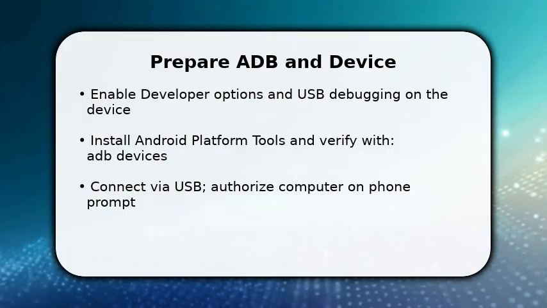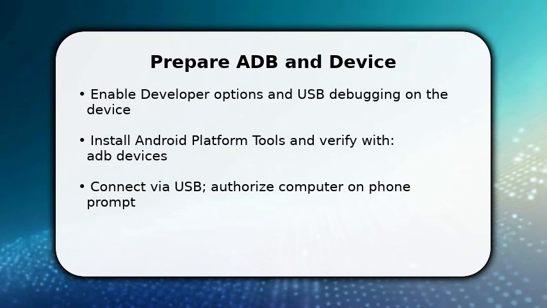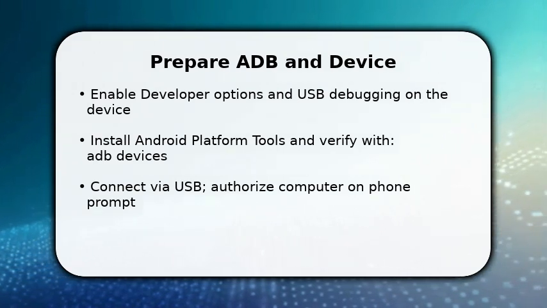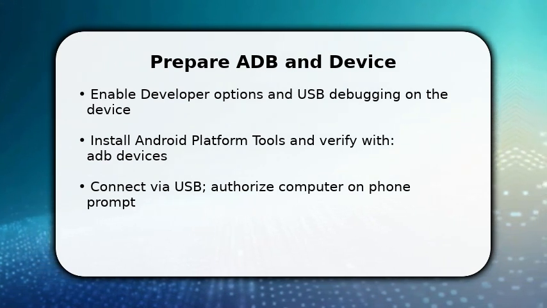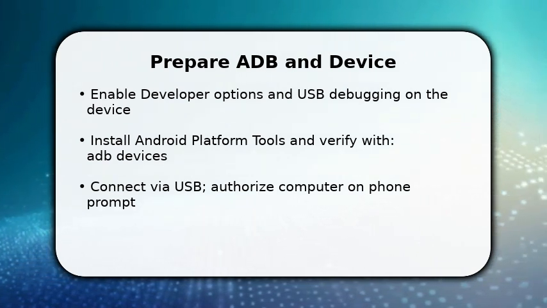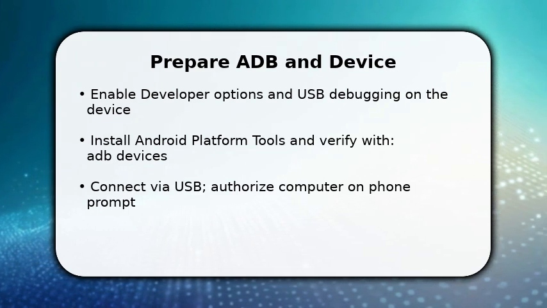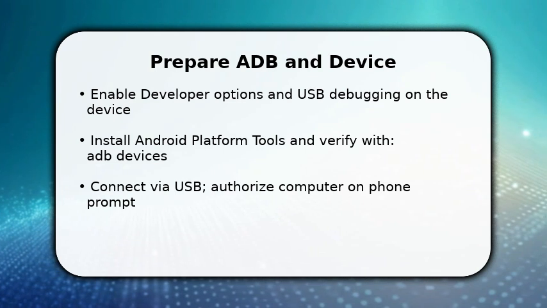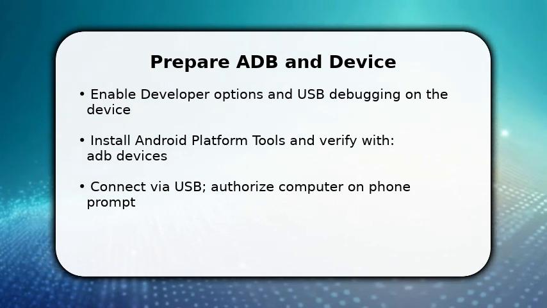You start by getting ADB talking to your phone. Enable developer options and USB debugging, plug in the device, and approve the computer when the prompt appears. Once done, run adb devices to confirm a connected serial. If it shows unauthorized, revoke USB debugging authorizations on the phone and reauthorize.